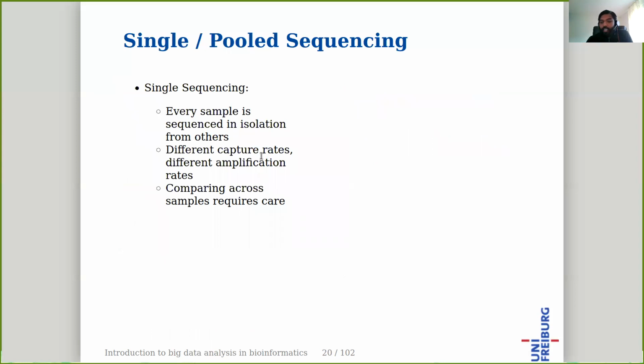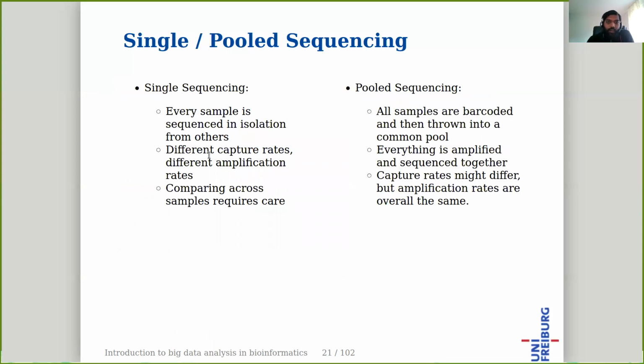So the sequencing can be done in two ways. One is single sequencing, the other one is pooled sequencing. When we do single sequencing, each cell is separated, isolated from the remaining cells, put into a different environment, and then the sample is prepared and sequenced as you do for normal RNA sequencing. So each cell separately. This usually yields low throughput because you have only one cell. The material is all the reads that are coming from only one cell. But this is how it is done.